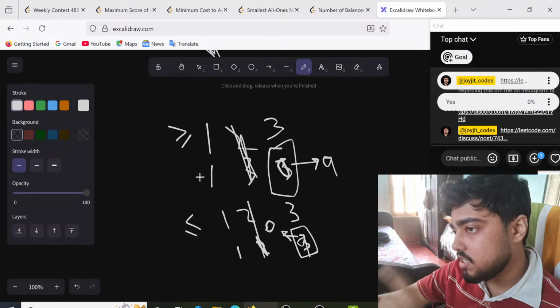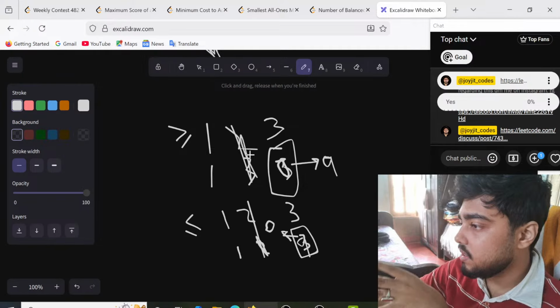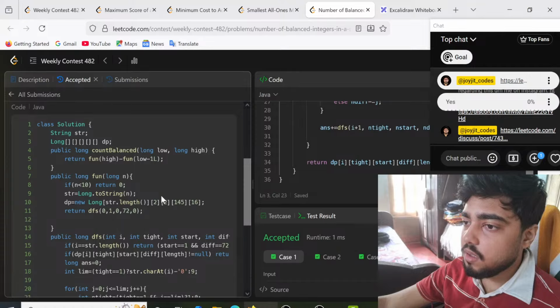That is the first position where the tightness has been broken. If it is broken, then it is 0. If it is not broken, it is 1. So initially tightness is 1, because it is not broken.